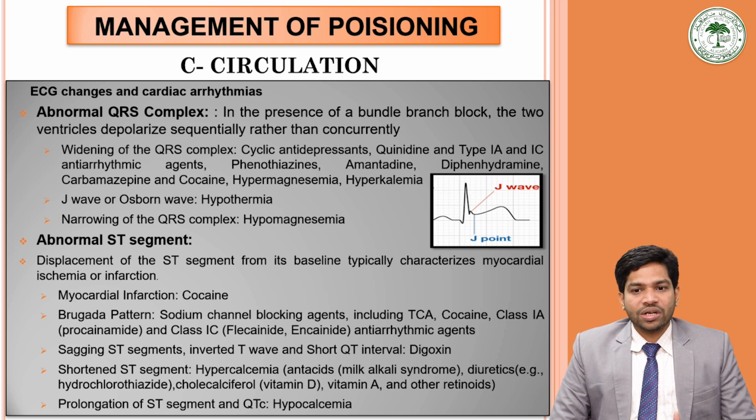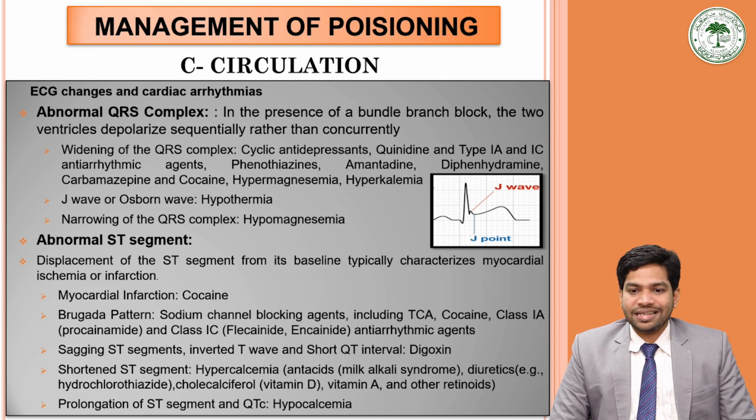The consequence on ECG is both a widening of the QRS complex and appearance of the right ventricular electrical forces that were previously obscured by those of the left ventricle. These changes are a result of the effect of xenobiotics that block fast sodium channels, like cyclic antidepressants, quinidine, type 1A and 1C antiarrhythmic agents, phenothiazines, amantadine, diphenhydramine, carbamazepine, and cocaine.